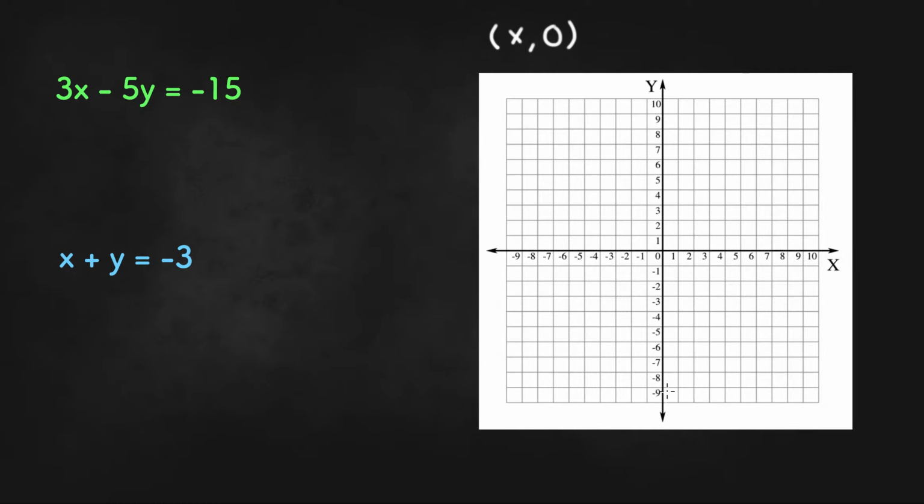Same thing goes for the y-intercept. It's where the line meets the y-axis when x equals 0. So the point will be 0, y, for a certain value of y.